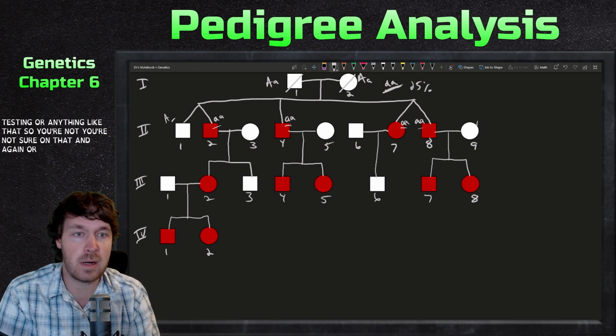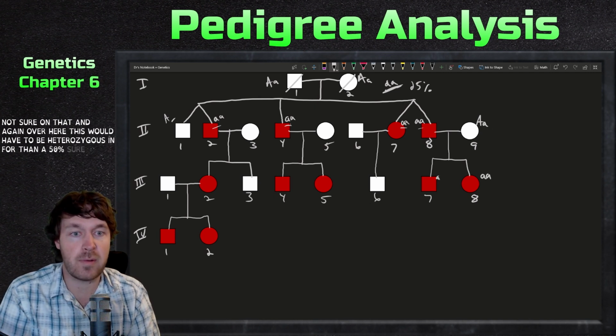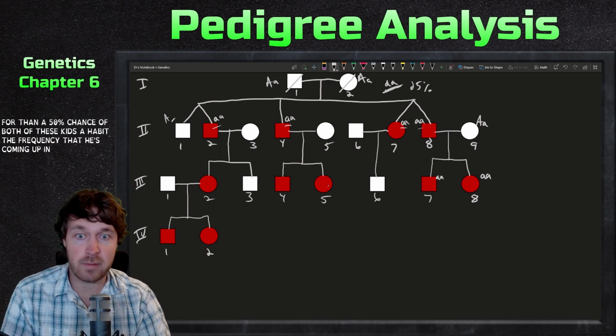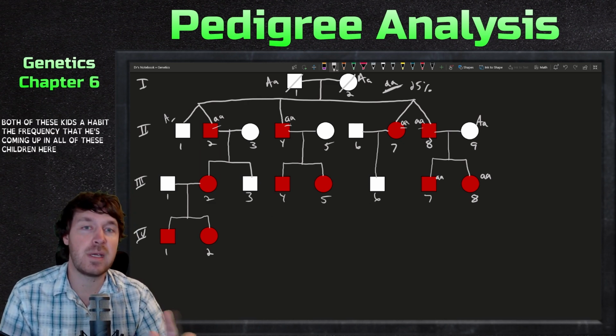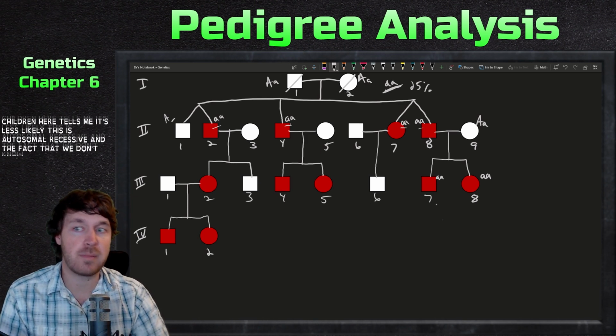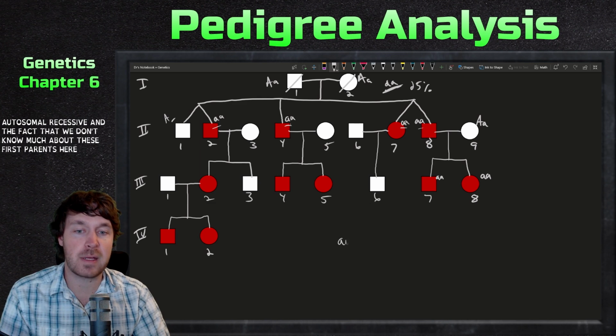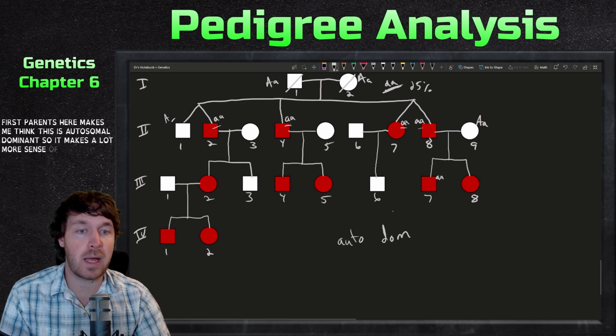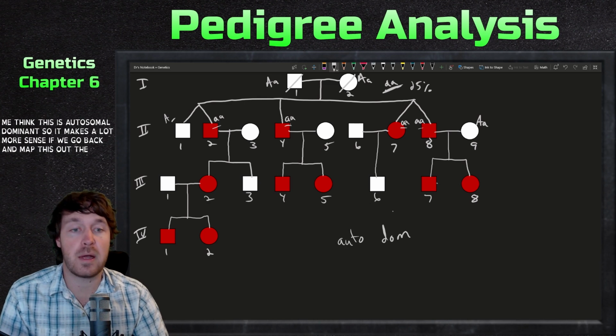And again, over here, this would have to be heterozygous for a 50% chance of both of these kids to have it. And the frequency that we see this disease coming up in all of these children tells me it's less likely this is autosomal recessive. And the fact that we don't know much about these first parents makes me think this is autosomal dominant. So it makes a lot more sense if we go back and map this out as autosomal dominant.